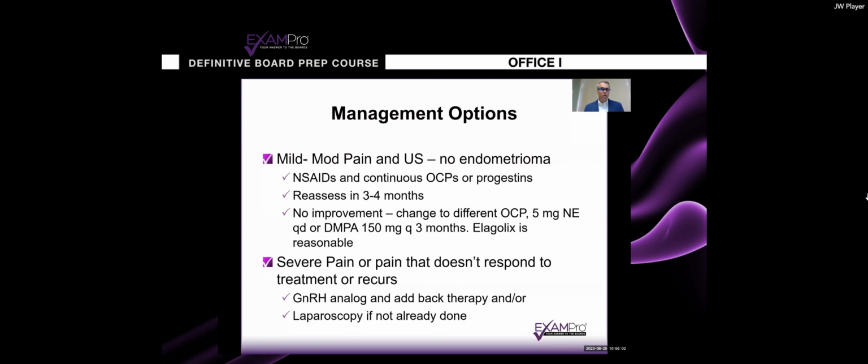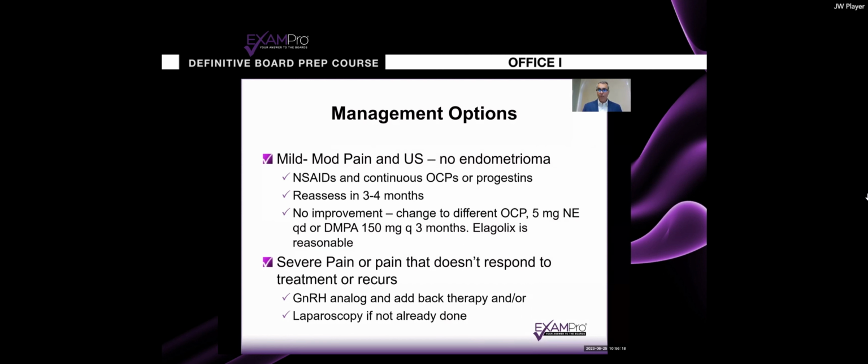And most of us are very comfortable with this. We're doing this kind of stuff every day, but these are some of the key points you want to brush up on if you have any doubt. So in this case, we're talking about 3 to 4 months. If there's no improvement, again, we often try another empiric conservative therapy.